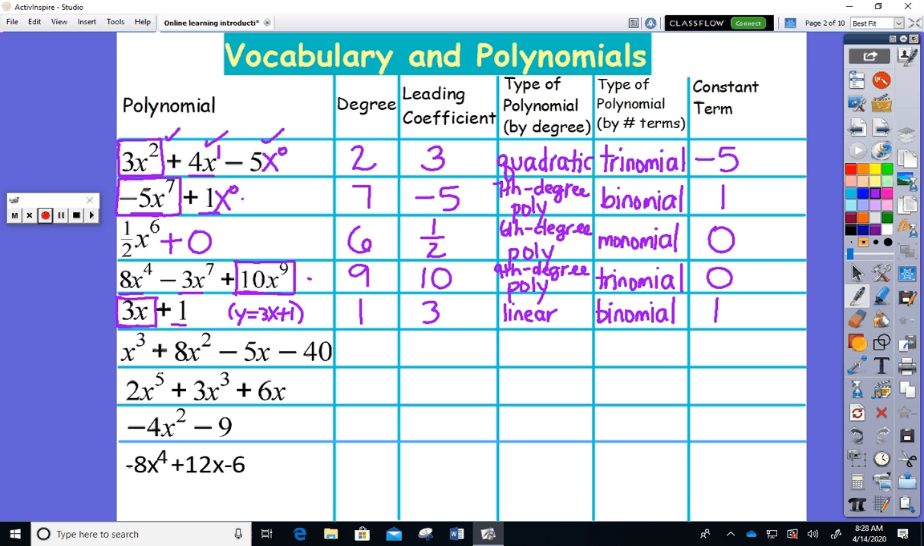Now, on the next one, I see 1, 2, 3, 4 terms. I only have nice names for 1 term, 2 terms, 3 terms: monomial, binomial, trinomial. For this one, I would just have to say it's a 4-term polynomial.